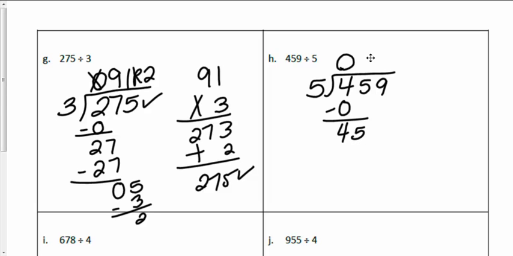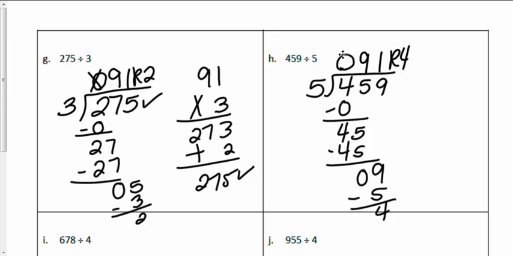So 45 divided by 5 is 9. 9 times 5 is 45. I have no 10s left over, so I'm going to bring down my 1s. I can't do 2 5s because I don't have enough, so I'm just going to do 1. 1 times 5 is 5, and that leaves me with a remainder of 4. So again, the 0 has no value, so the answer is 91 remainder 4.